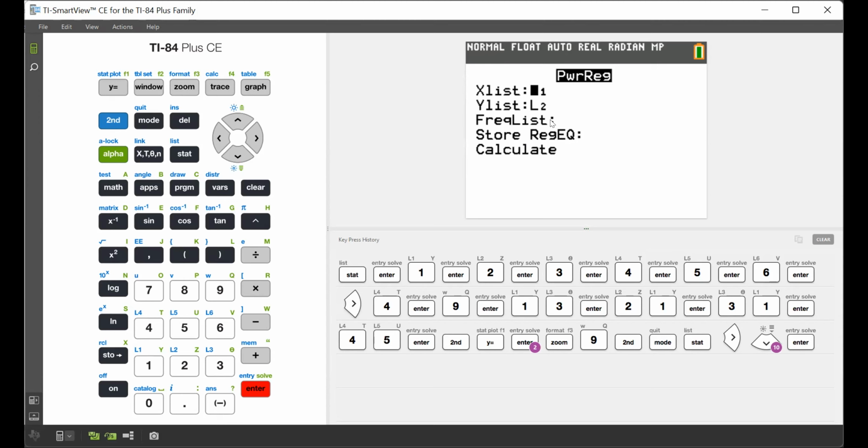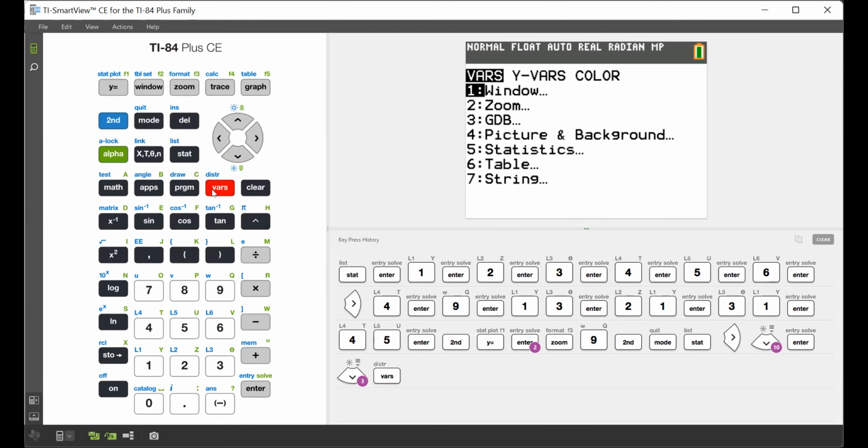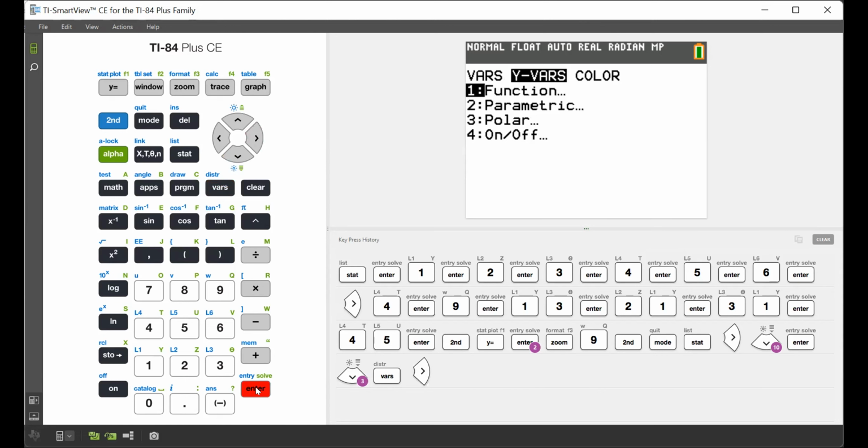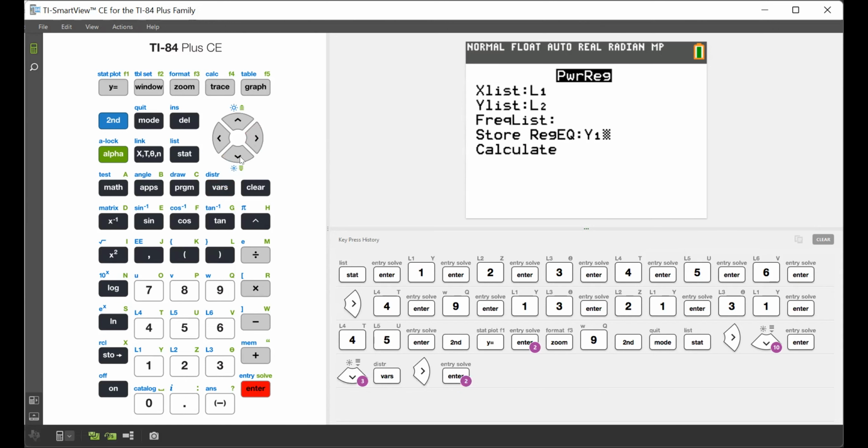The frequency list should be blank. And I'm going to go ahead and store this in Y1 so that when I graph it, I can actually see what it looks like. So I go to my variables menu, which is just to the left of clear, my Y variables, function 1, and then calculate.